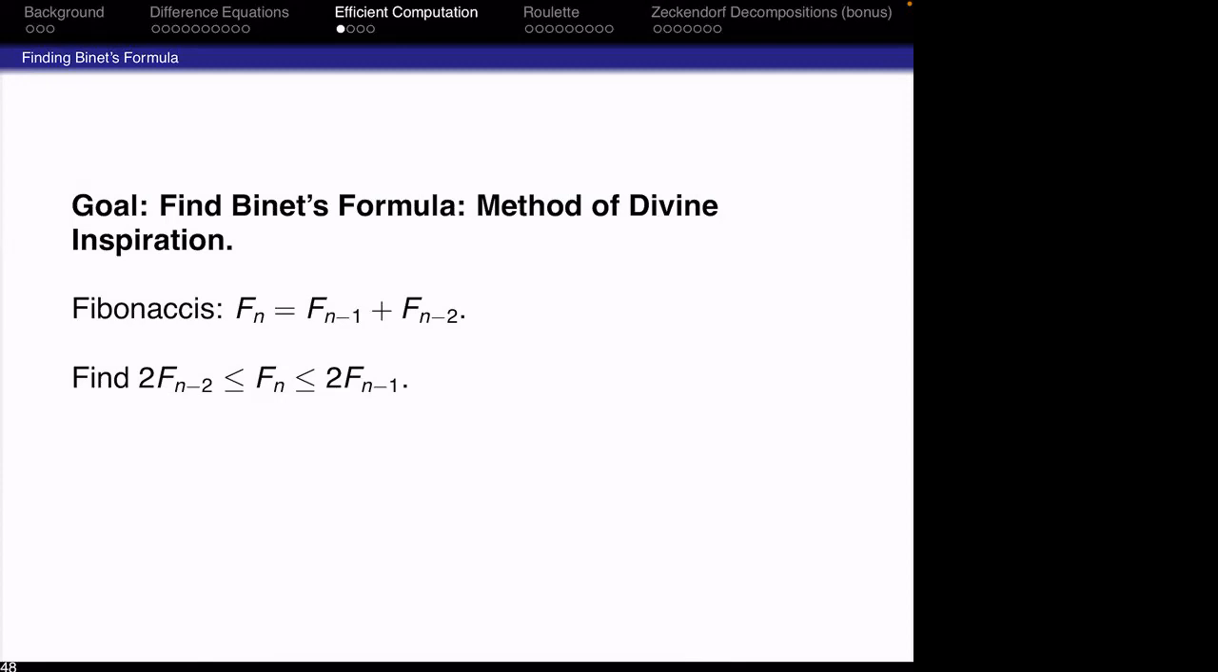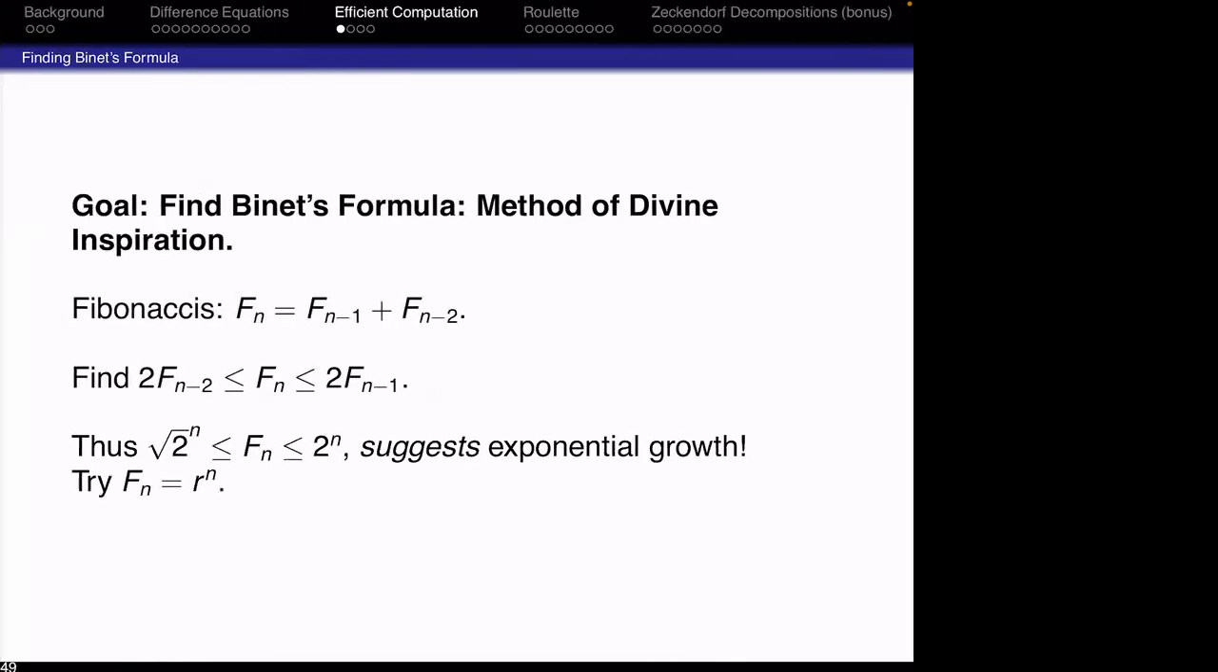And another way of looking at it is every time I increase my index by 2, I at least double. Or equivalently, every time I increase by 1, I at least increase by the square root of 2. So the nth Fibonacci number is at most 2 to the n and at least square root of 2 to the n. So we see that there's a geometric, exponential relationship going on here. We have exponential bounds.